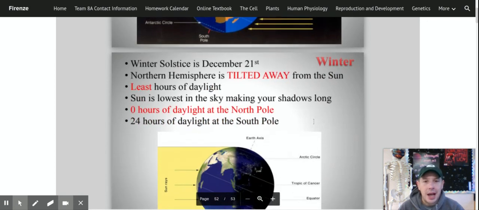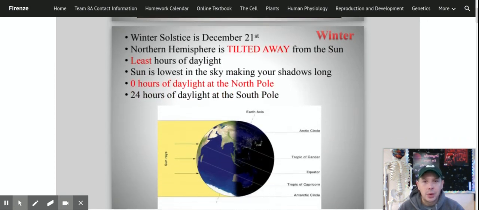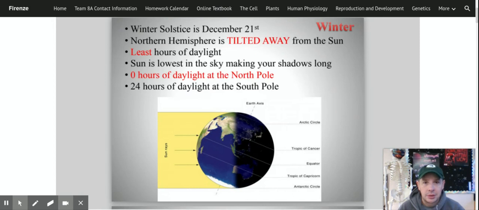In winter, it's the opposite. Our winter solstice is December 21st. Okay, first day of winter, on or about. Sometimes it's the 22nd, sometimes it's the 21st. Now, in the northern hemisphere, we are tilted away from the sun. So we are going to get the least amount of daylight.